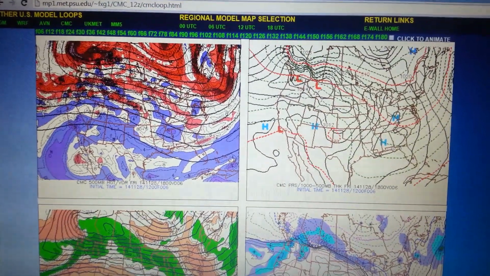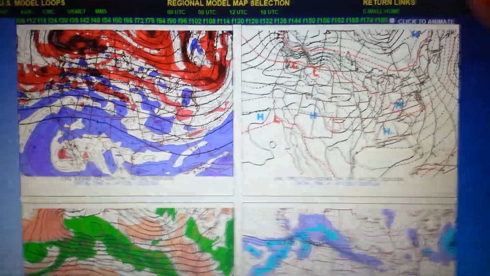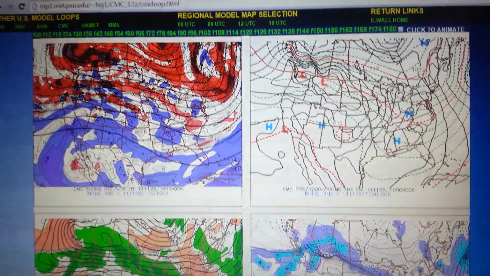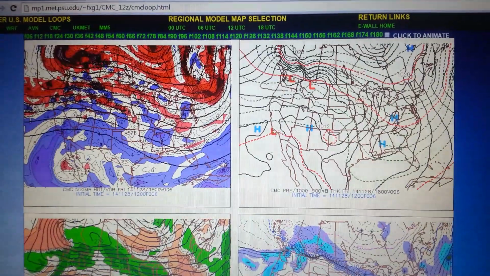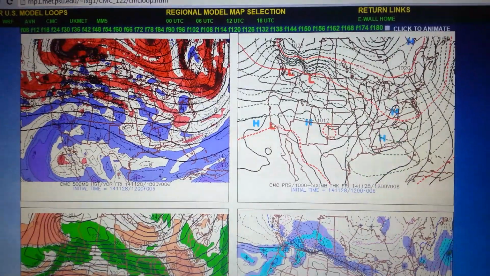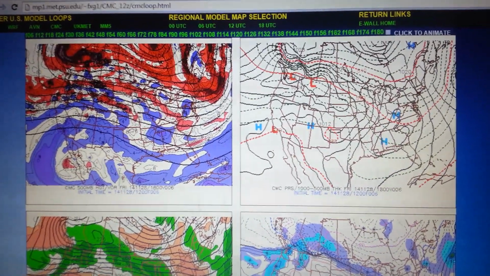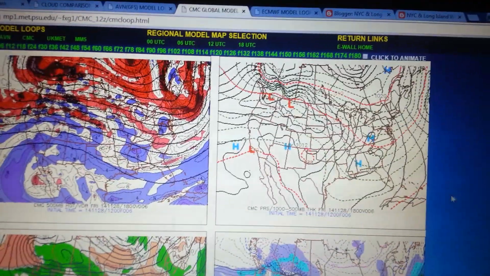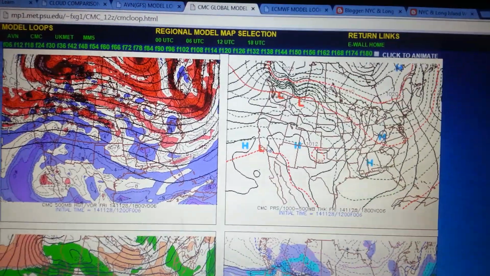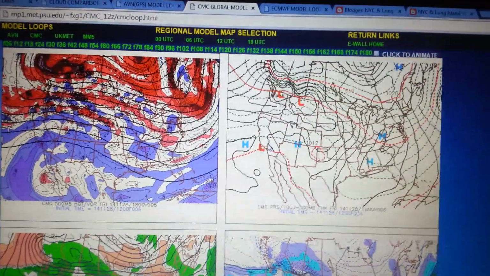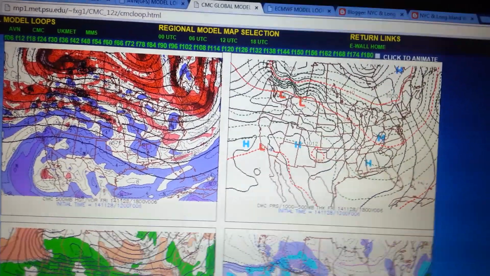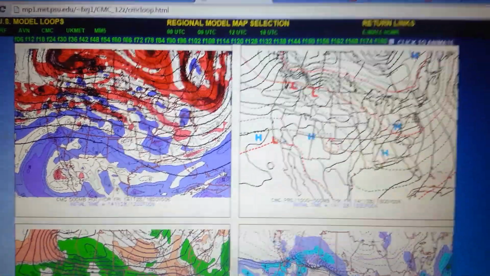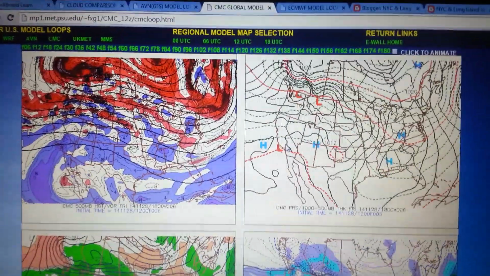I'm going to use the Canadian model for this discussion because I think it has a pretty good handle on what's happening over the next week. It's pretty much in line with what the European model is predicting for the next week as well. And then the GFS, honestly, doesn't know what it's doing. It has a few things under control, but I'll show you. The GFS is kind of frustrating me over the next week. The Canadian and European are hand in hand with what's going to happen, and I think that's how it's going to play out.